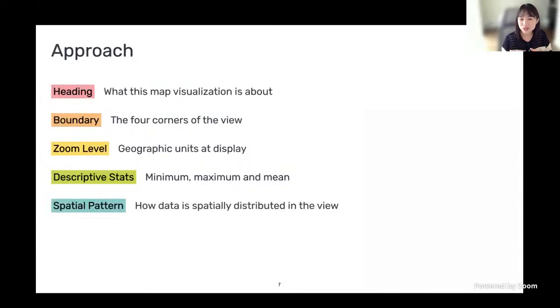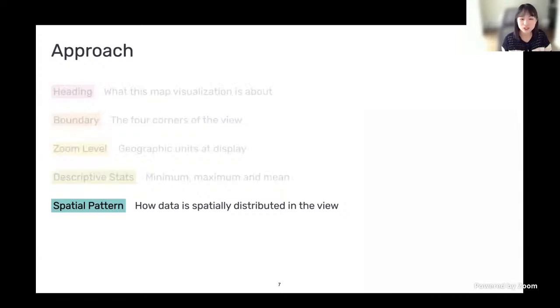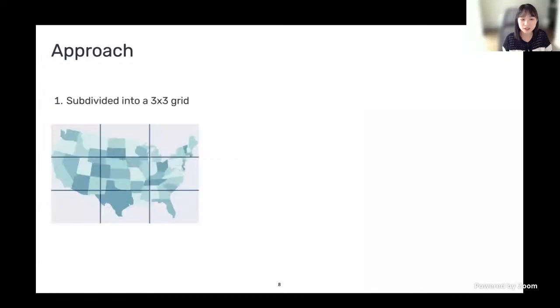So how do we do this? First, based on prior work, we identified 5 key elements to communicate to screen reader users: the heading, the boundary, the zoom level, descriptive stats, and spatial patterns. So let's take a closer look on how we generated spatial patterns. So we first define a bounding box. It's either the entire data set or the current viewport. We then subdivide this box into a 3x3 grid, creating 9 cells.